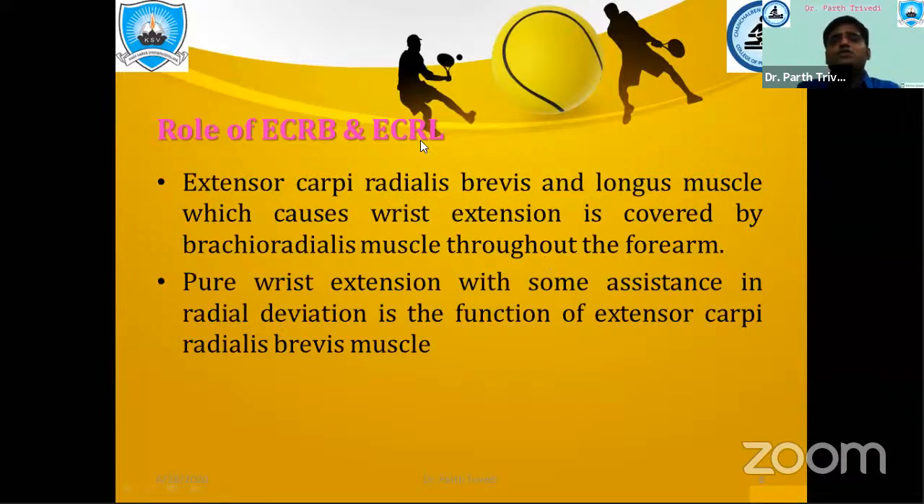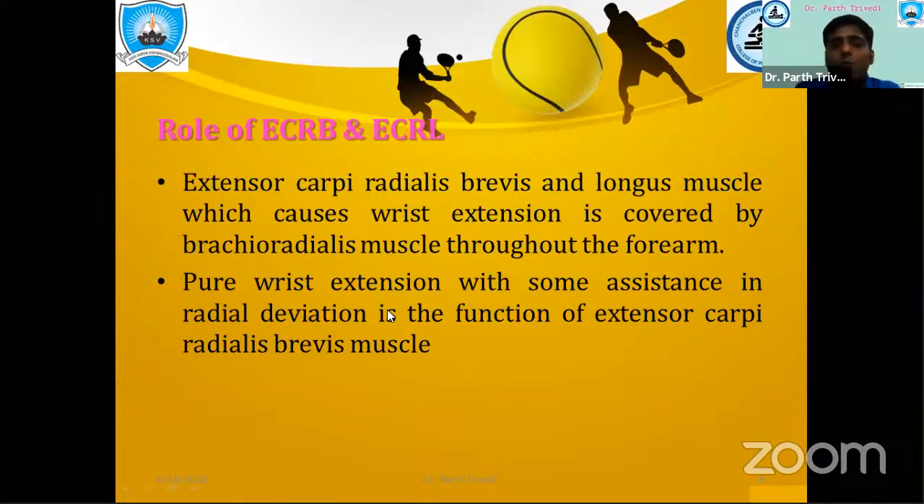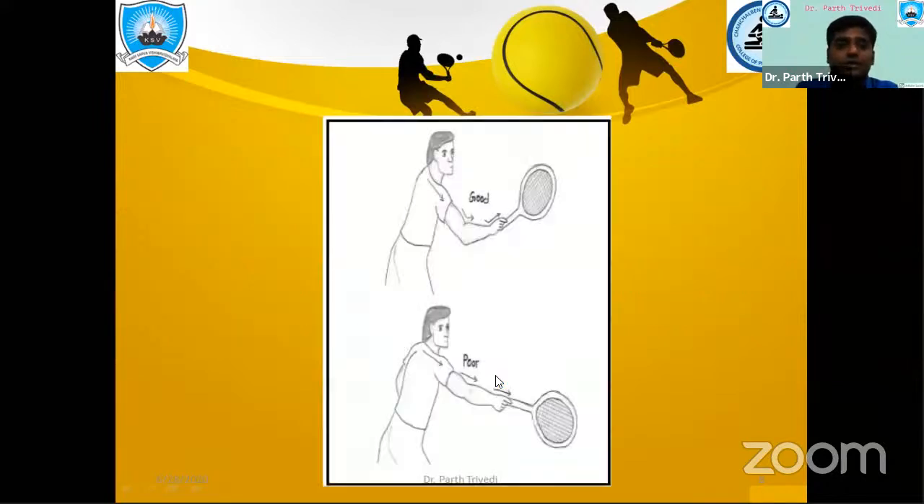And what do these two muscles do? These two muscles basically do pure wrist extension and radial deviation. So because of this, you have pure wrist extension from ECRB and ECRL, and radial deviation is the major role of ECRB and ECRL. So why do these two muscles work, and why are these the only muscles getting affected? Okay, so we will see.